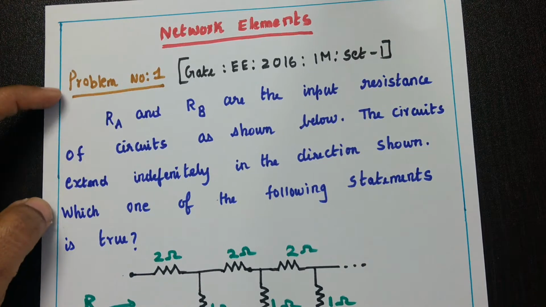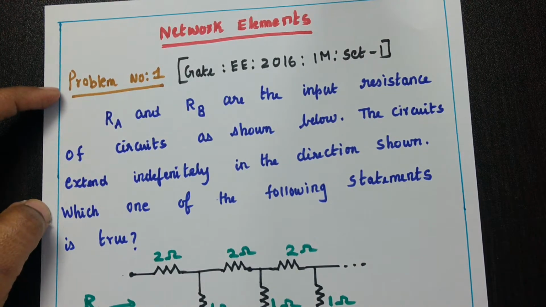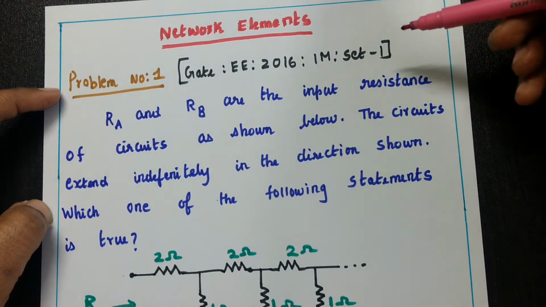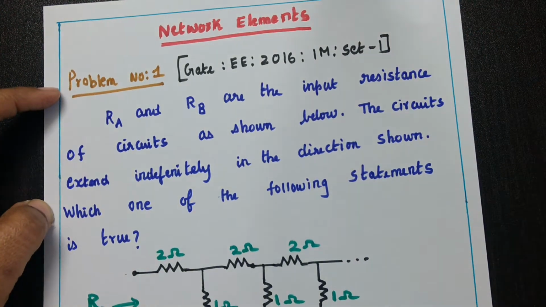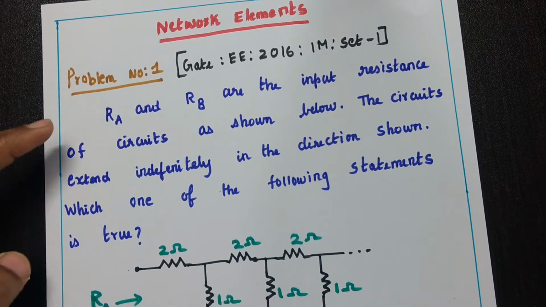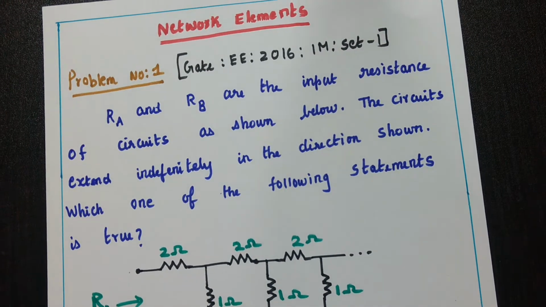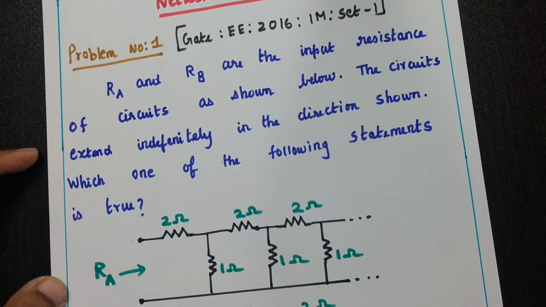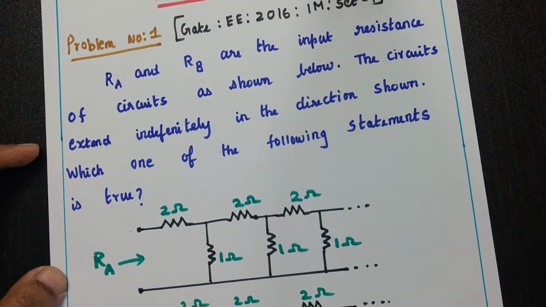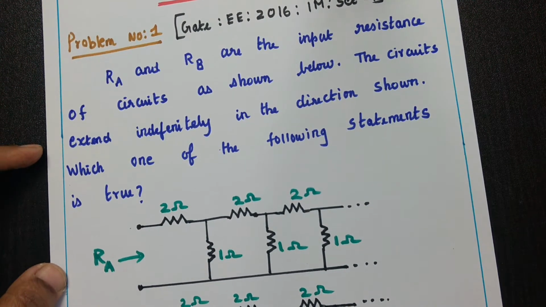Okay, this is problem number 1, which is given in GATE 2016 EEE. It is given for 1 mark, in set 1. So what is the problem? RA and RB are the input resistance of circuits as shown below here. The circuits extend indefinitely in the direction shown. Which one of the following statements is true?